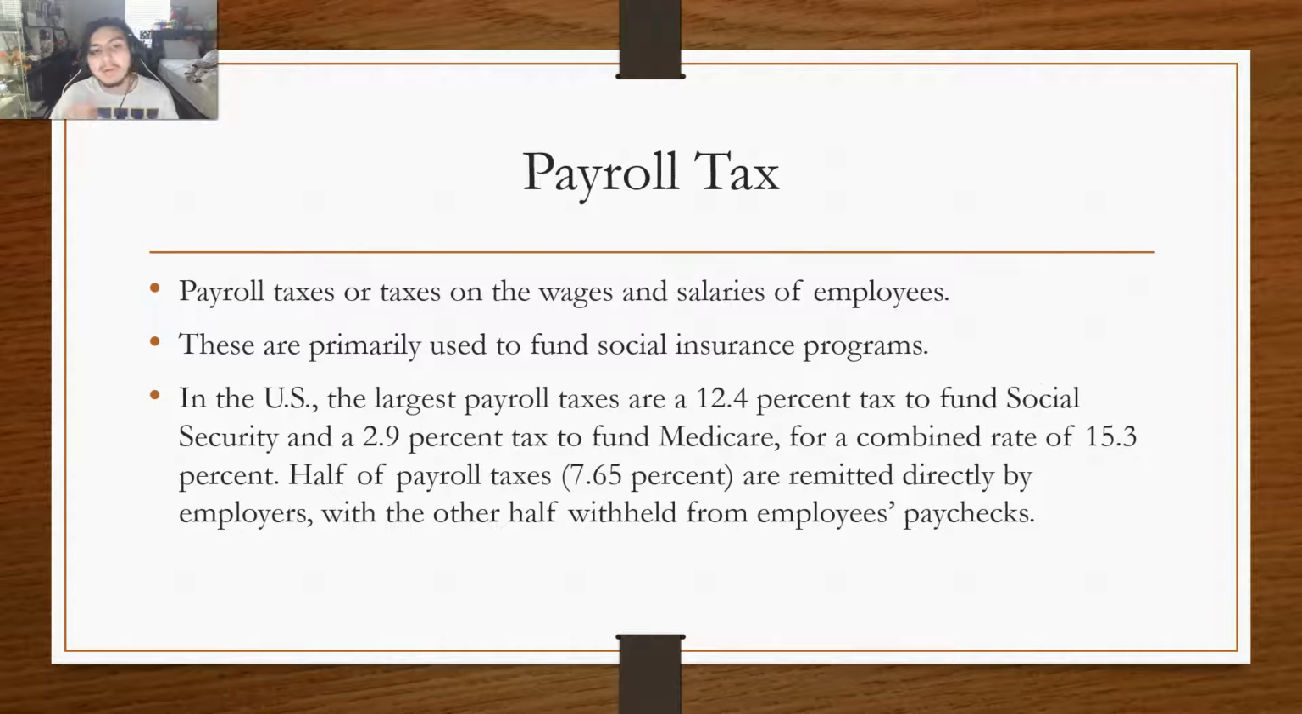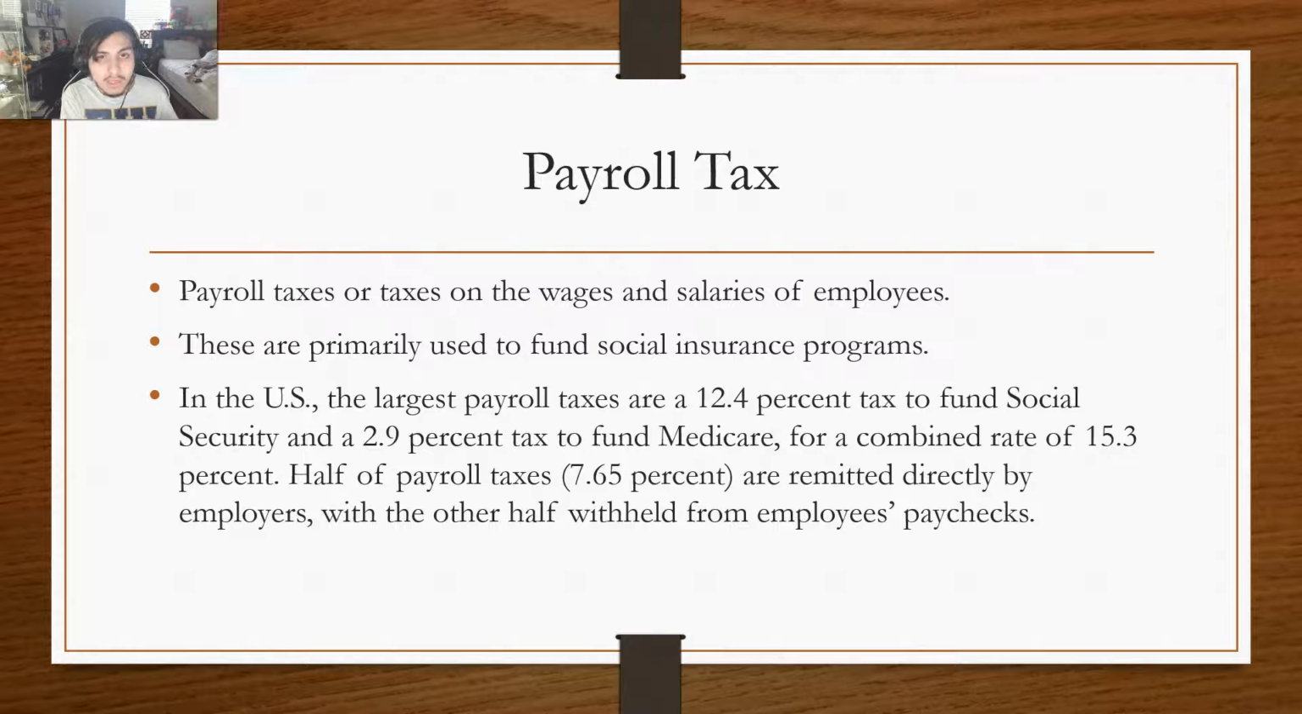So, payroll tax. Payroll tax is essentially just a tax on the wages and salaries of employees. So if you ever have a job and you get your pay stub, you're going to see the net income you get, which is how much money you made. So for example, if you make $10 an hour and you work 10 hours in a week, your net income will be $100 on your paycheck. But then you're going to get a thing called your FICA tax, your FICA removed, which is the payroll tax.